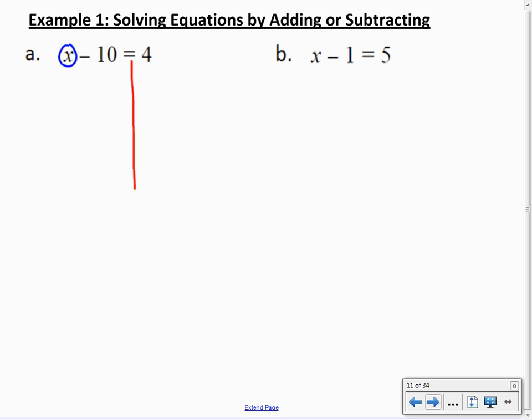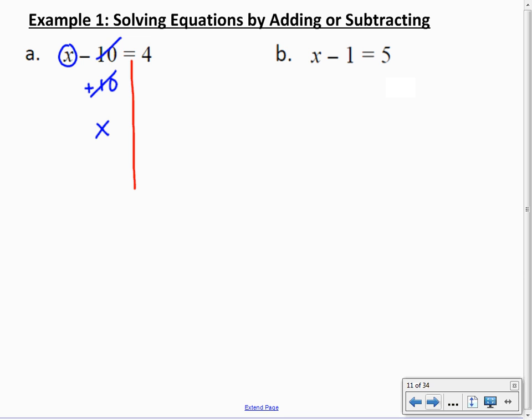Now on the left side right now, we have x minus 10. So to get x by itself, we need to get rid of that minus 10. So we're going to use inverse operations. If it's a minus 10, I need to add 10 to both sides, because if I add 10 to negative 10, these are going to cancel out, leaving me with just x on the left side of my equation.